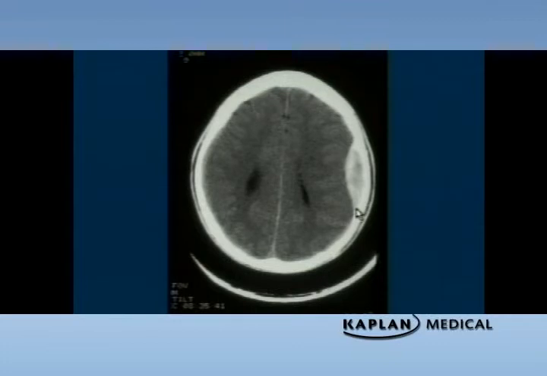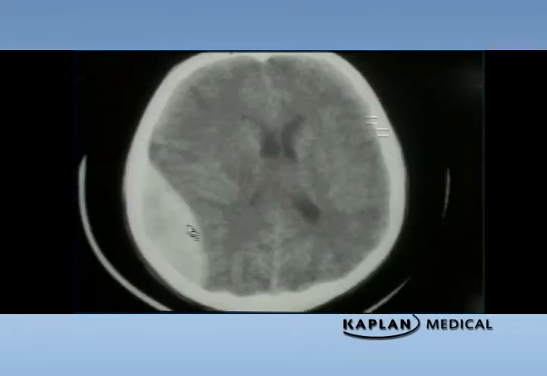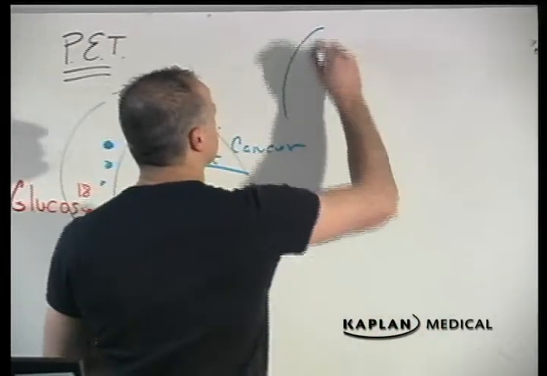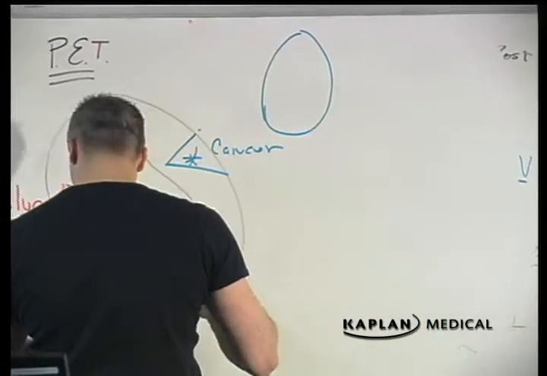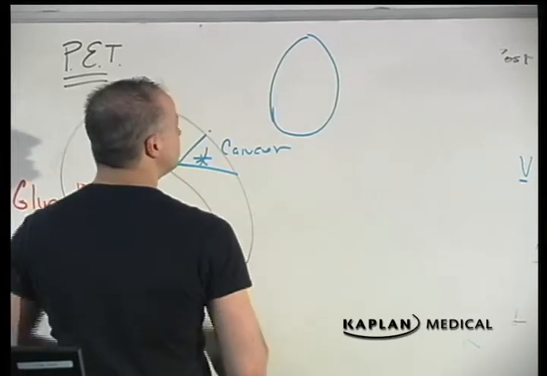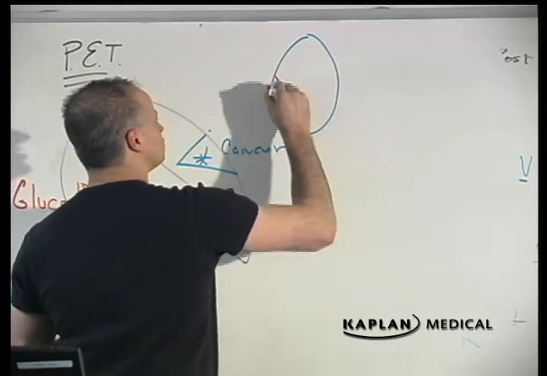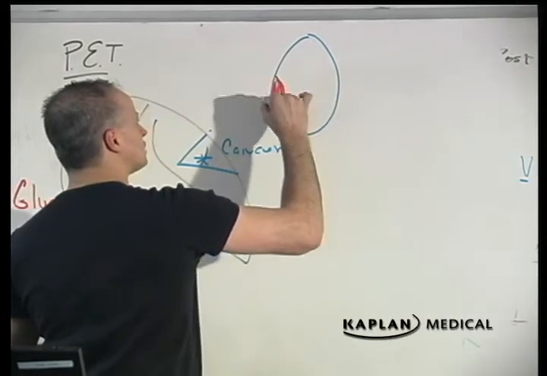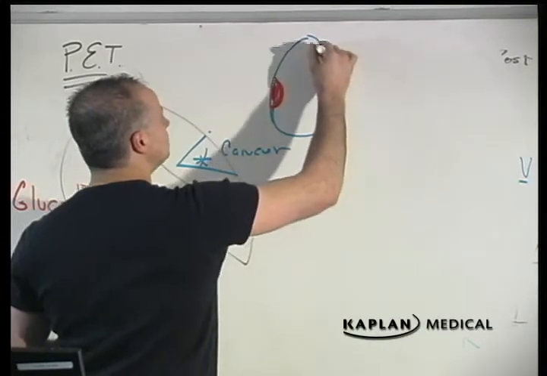Epidurals are arterial. Epidurals have higher pressure. Epidurals can push in the brain. Epidural, like a lens. Epidurals are higher pressure. This is the brain. Sorry, I got a sort of an egg-shaped brain here. This is an epidural because it's higher pressure. It's an arterial bleed.